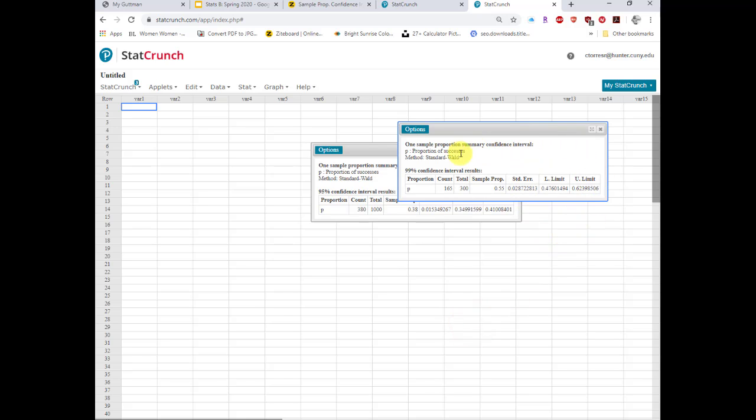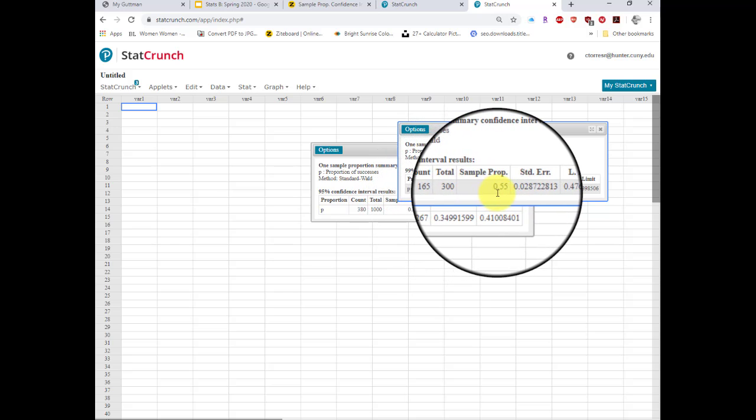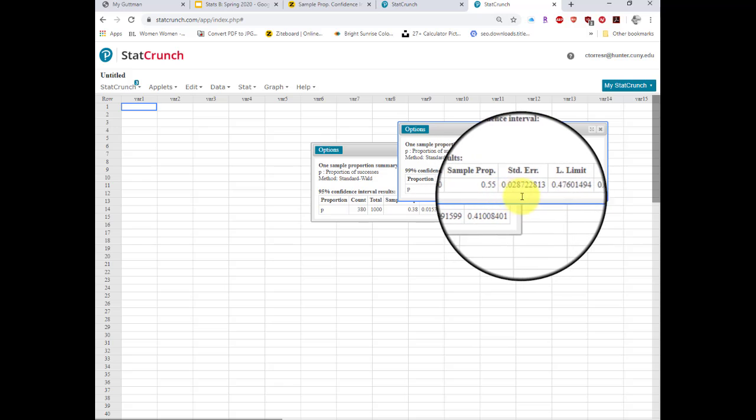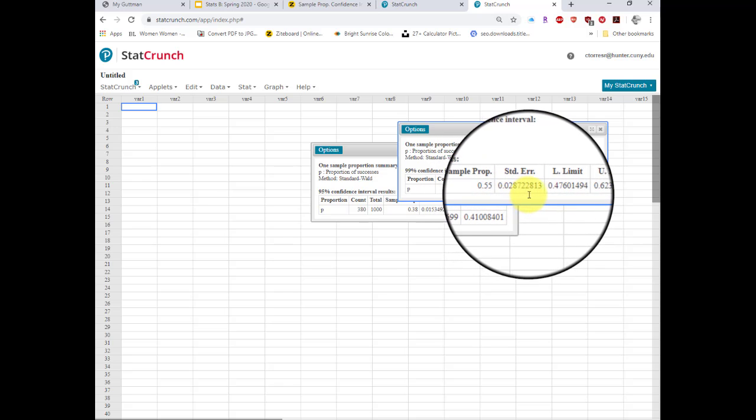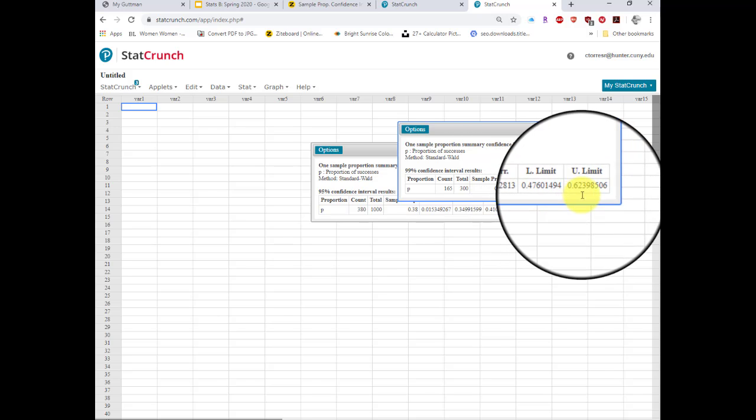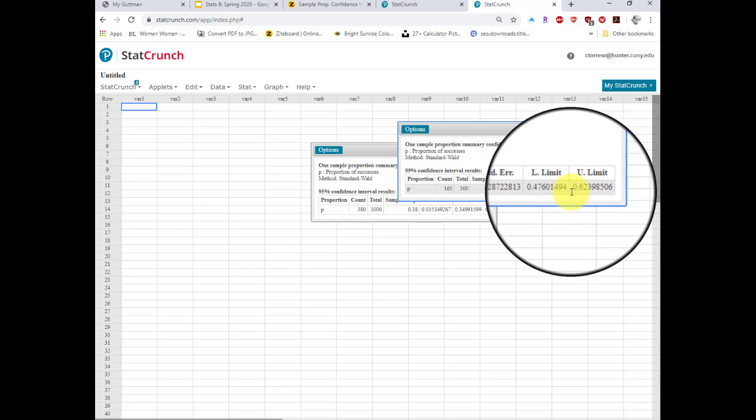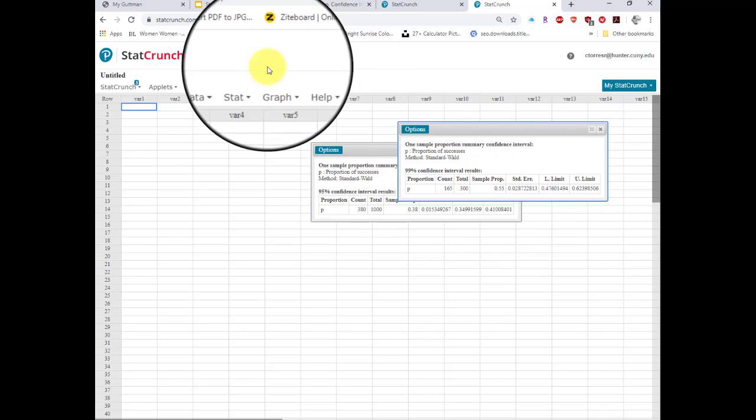Here you get the same information. 165 successes, 300 total people, the sample proportion is 0.55, your standard error calculation is here, the lower limit is 47.6%, and the upper limit is 62.3%. Because you need more than 50% of the vote to win, you can't really tell by this poll if the candidate will definitely win or not.